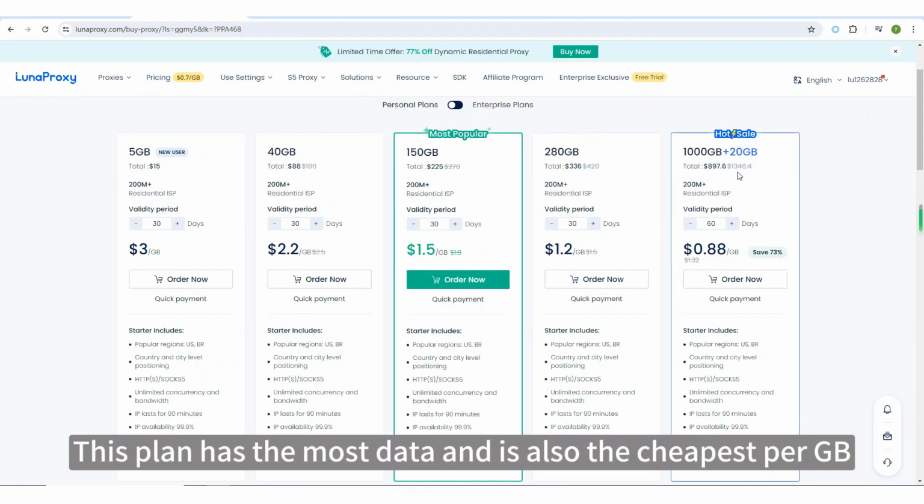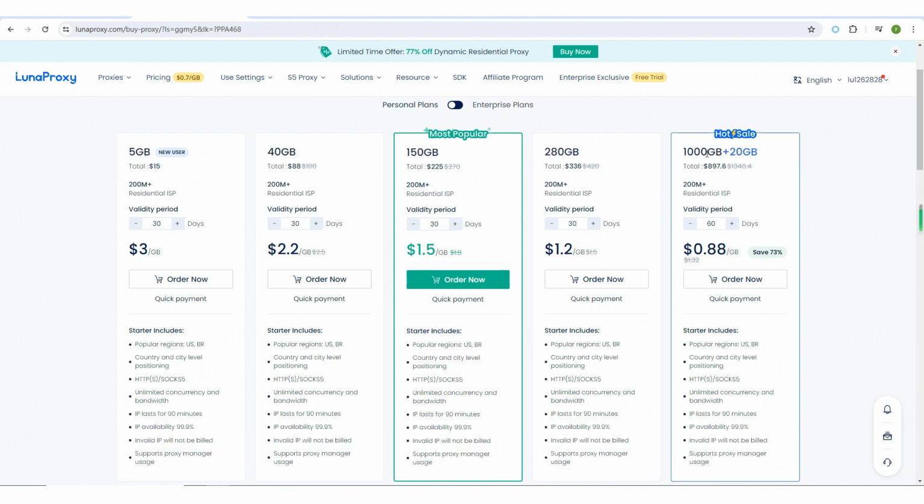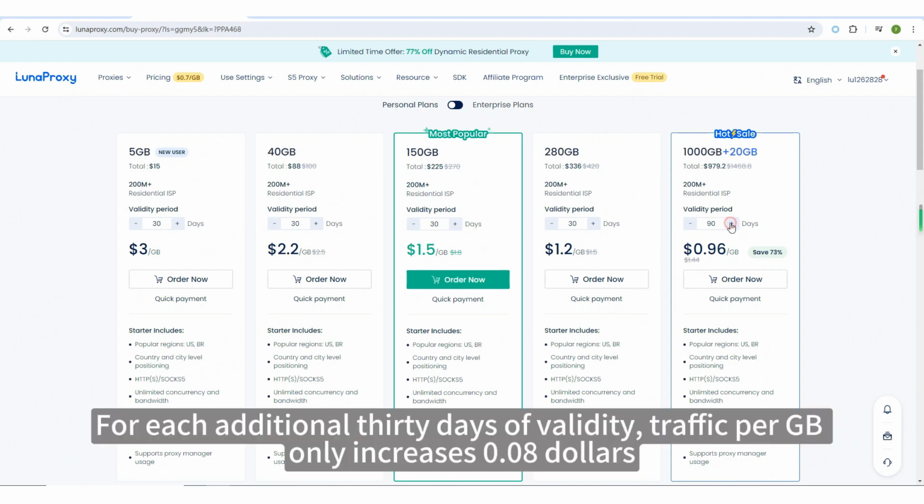This plan has the most data and is also the cheapest per GB. For each additional 30 days of validity, traffic per GB only increases $0.08.